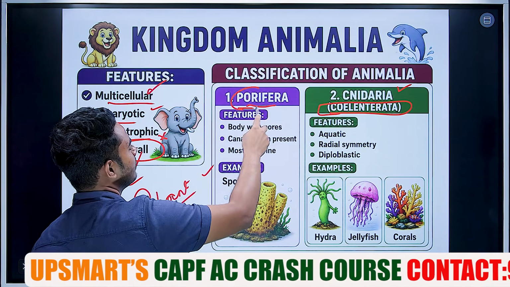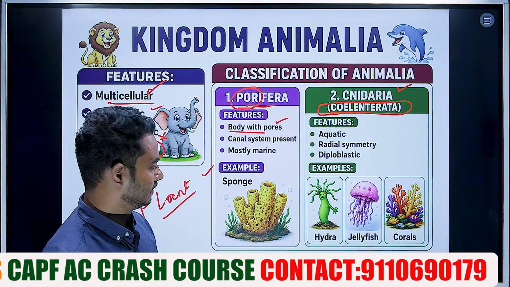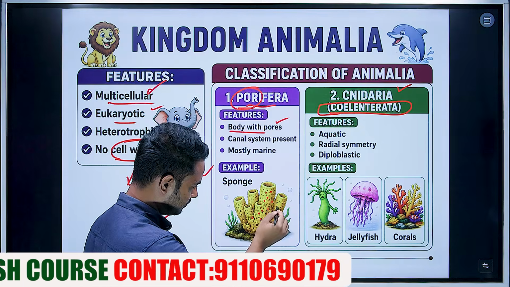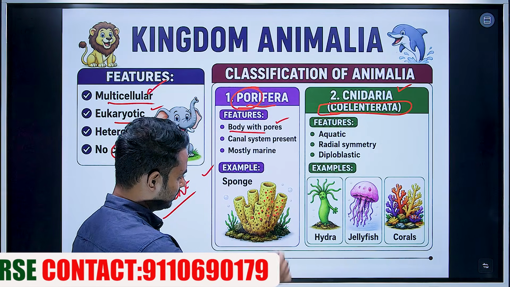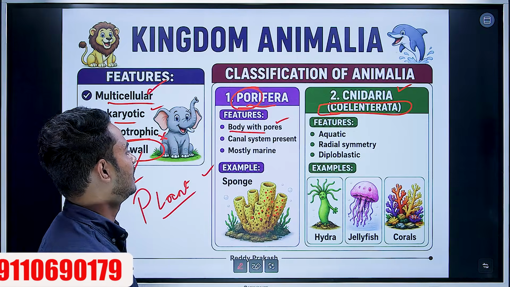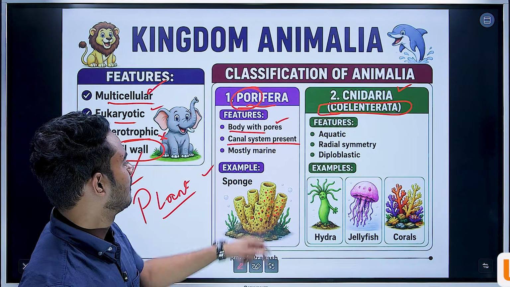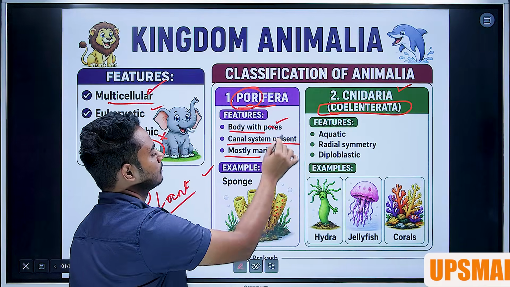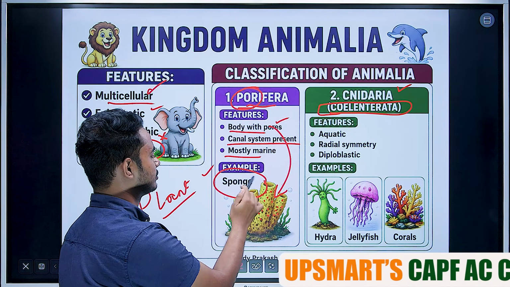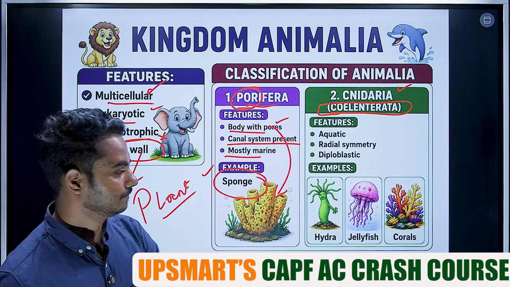Porifera, I told you pores will be there. Body with pores. You see, pores, the openings. It will help in what? When you have pores, it will help in exchange. Canal system will be present. Mostly marine. Example, sponges. Easy. Examples are also important.